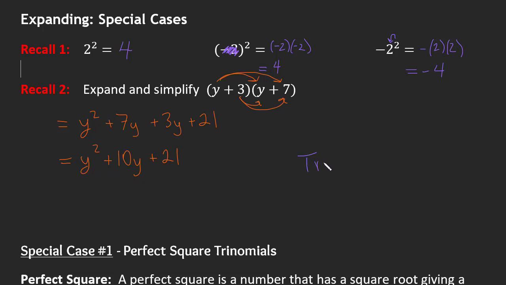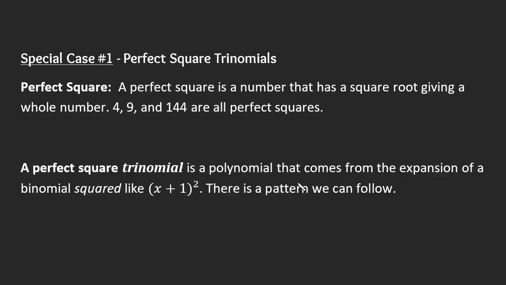So this is a trinomial. It has 3 terms in it. And that's something that, again, you should know. A trinomial, a binomial, and a monomial are all subsets of polynomials. Okay, enough about that. Let's take a look at our first special case.